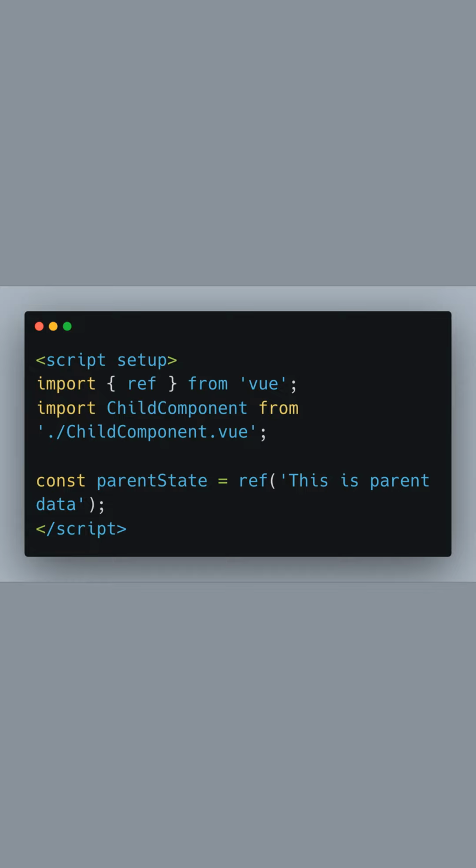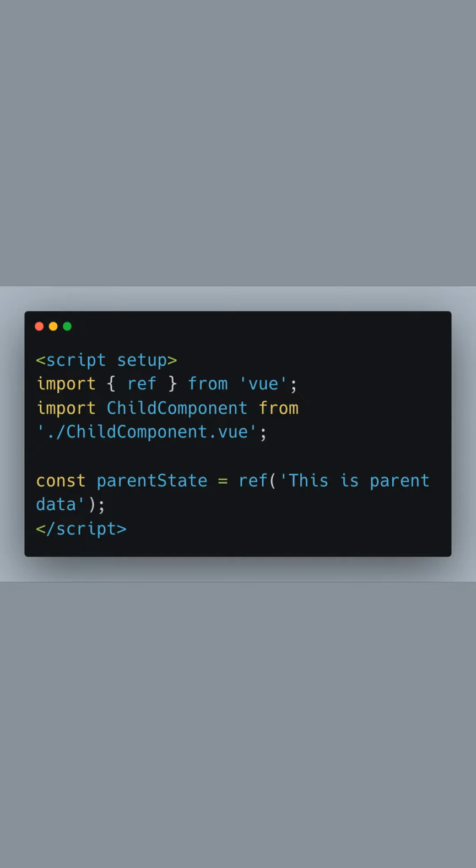To start, we have the parent component script setup. Here, we're importing the ref function from the Vue package, which allows us to create a piece of reactive state. We're also importing child component, which is a component that we'll use to demonstrate passing reactive state as props. We then declare a reactive state variable called parent state using ref and assign it a string.